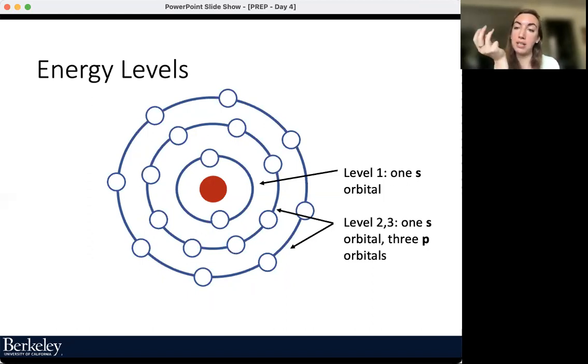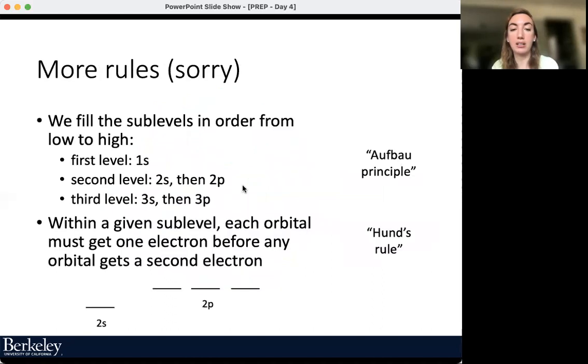And then it will have 3 different p orbitals, which we will call 2p because they're on the second level and they're p orbitals. And then our third level will also have a single s orbital, which we will call 3s because it's on the third level and it is an s orbital. And then it will have 3 different p orbitals, which we will call 3p because they're on the third level and they're p orbitals.